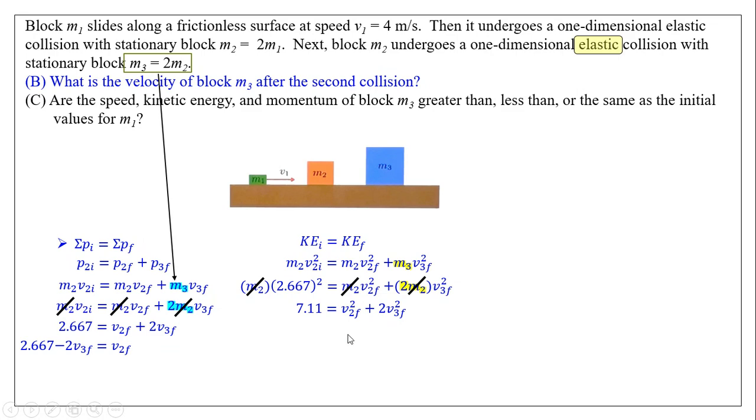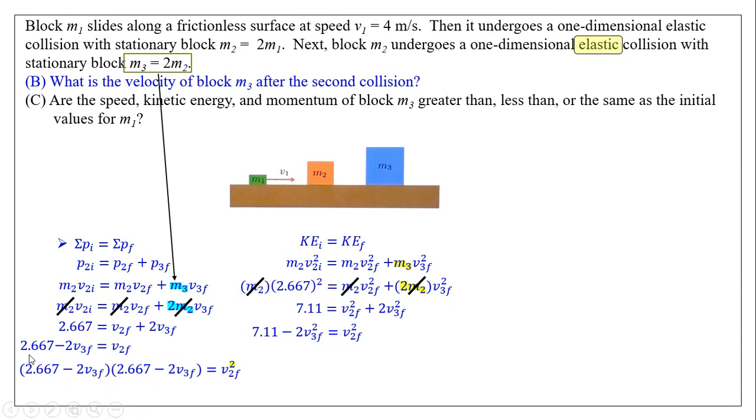So as you can see here, using the same strategy, I want to go ahead and isolate for V2F square because it's already kind of by itself. I want to move this positive 2 V3F square to the left side. And so therefore I have 7.11 minus 2 V3F square, which is equal to V2F square. Once again, I have a V2F square, but on the conservation of linear momentum concept, I only have a V2F. It's not squared yet. So I'm going to go ahead and square the right side. Squaring the right side will cost me to square the left side.